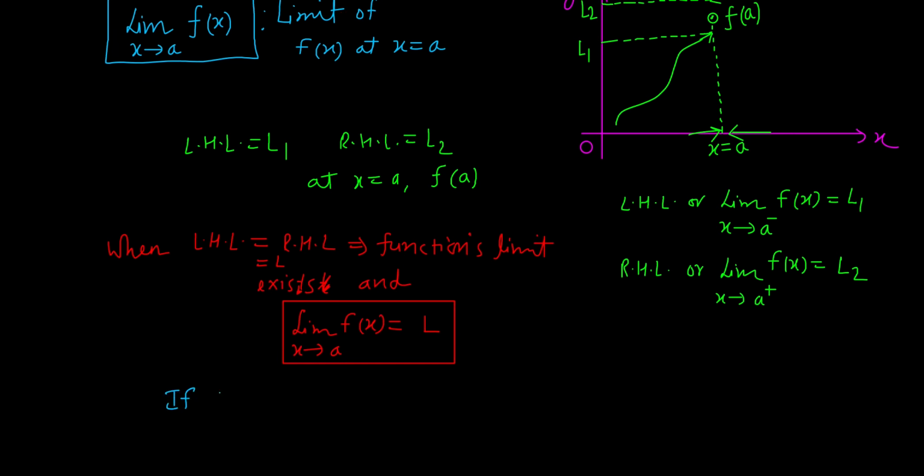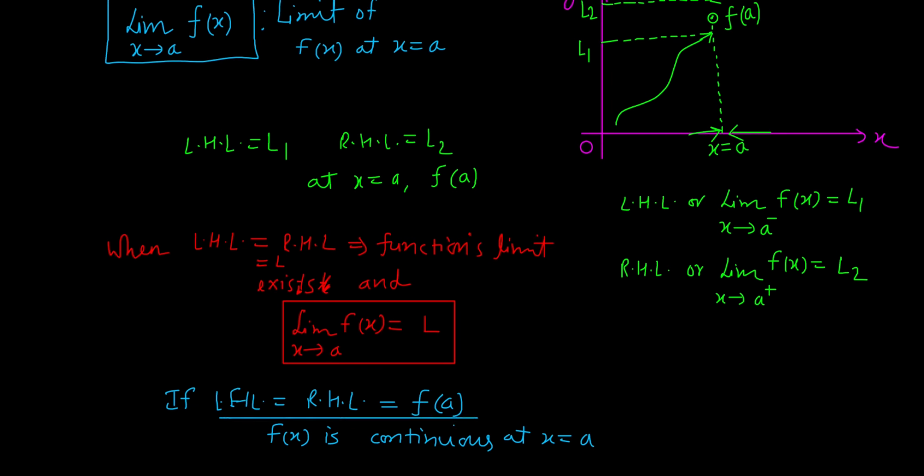Also, for continuity, what do you write? I say if LHL is equal to RHL and this is also equal to the value of the function at that point x equal to a, then you write that the function f(x) is continuous at x equal to a. So for continuity, the left hand limit, right hand limit, and the value of the function at that point, all three should be equal. But for the existence of a limit, only the left hand and right hand limits need to be equal, and that value becomes the limit of the function at that point. I hope you understood this.